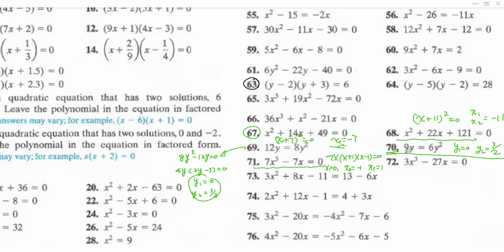All right, 72. So 3x, we take it out first. So the rest is x squared minus 9, right? x squared minus 9, we can break it down a little bit further like this. So x1 equals 0, x2 equals 3, x3 equals -3. Can you guys follow me here? If not, please specify.